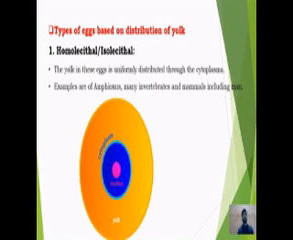Then the next type of eggs is based on the distribution of yolk. There are also two types: homolecithal or isolecithal. The yolk in this egg is uniformly distributed throughout the cytoplasm. This is the cytoplasm, and in this cytoplasm the yolk is evenly or uniformly distributed. Examples of this type of egg are many invertebrates and mammals, including us. These are homolecithal or isolecithal.